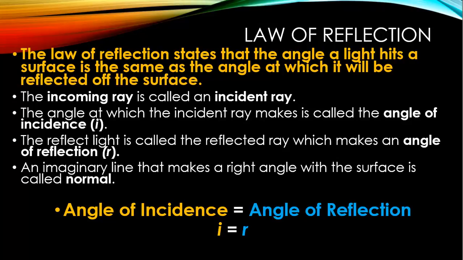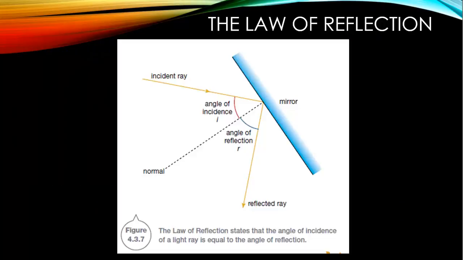We're going to look at a diagram to help you make more sense of all these terms. The angle of incidence, and this is like a summary of the law of reflection, always equals the angle of reflection, so I equals R.